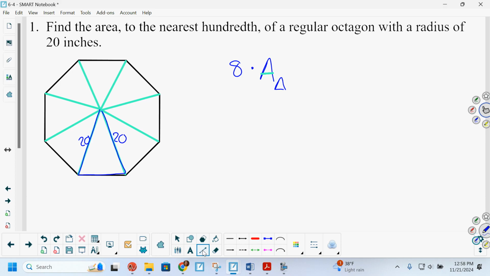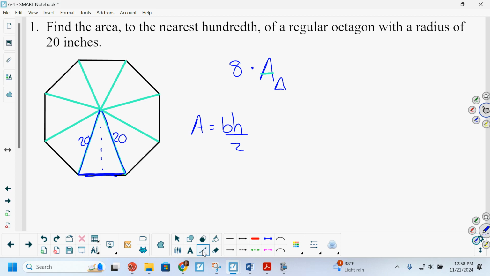So I'm given two radii that are each 20, that make up this triangle right here. So I can't use this formula very easily because I don't have a what? You should be thinking I don't have a height, and I don't know what this base would be. I could sketch it in, but I would have to do a lot of work to figure out what this height is and this base.